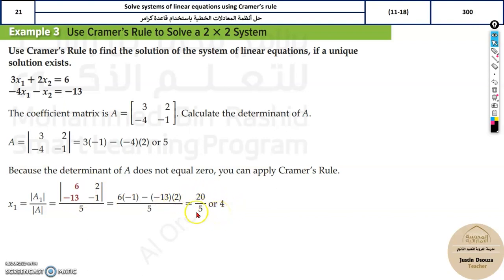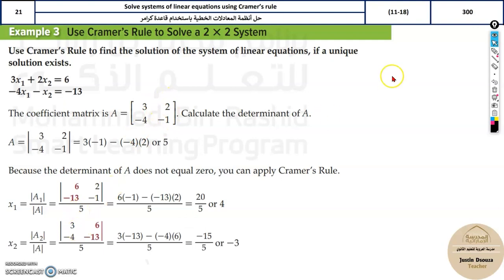Answer is 4. And the second x2, as you might guess it already, this changes. Let's see it. So now over here, 6 and negative 13 replaces these two. So instead of 2 and minus 1, you have 6 and minus 13. Now find the determinant and divide it by 5, you will get the answer. So it is very, very straightforward.